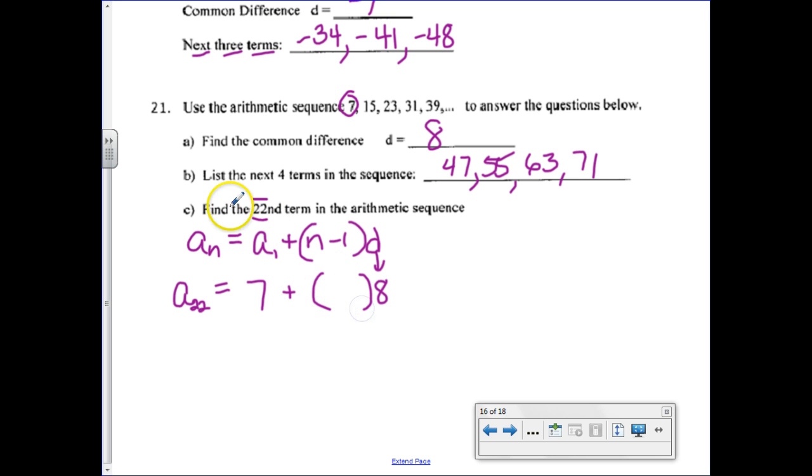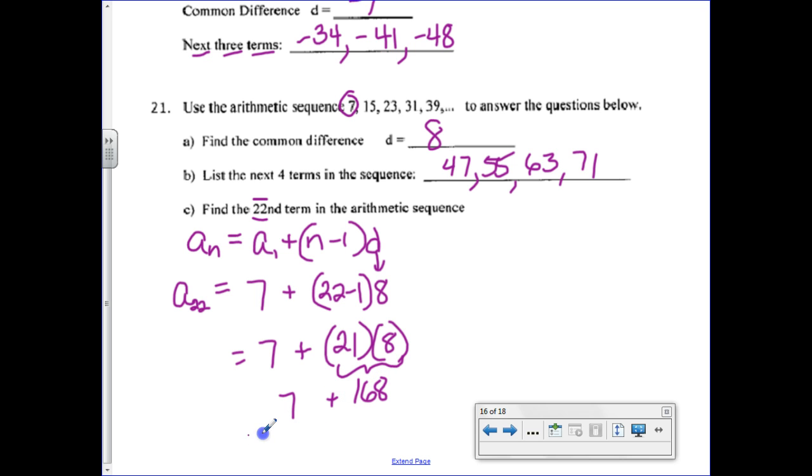N minus 1, my n number is 22. This is when we were talking about going through arithmetic sequences. This is how many jumps you have to make to get from the first term all the way downstream to the 22nd term. You make 21 jumps. Every jump, you're increasing by 8, and we started at the number 7. When I multiply and crank this out, you will find that the 22nd term should be 175.